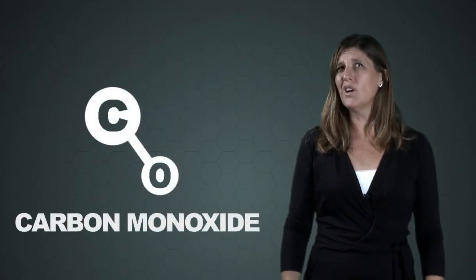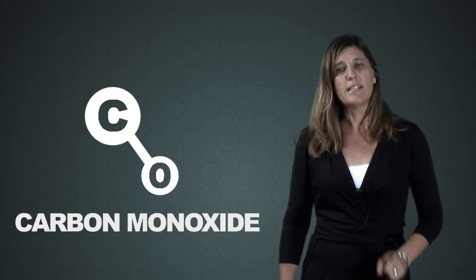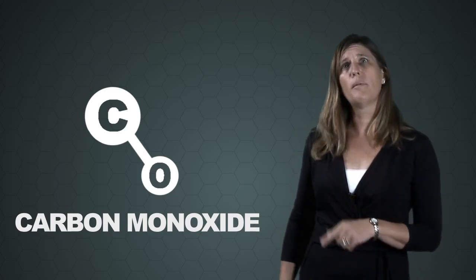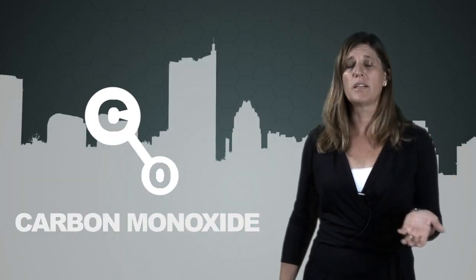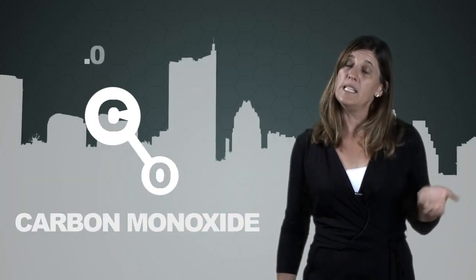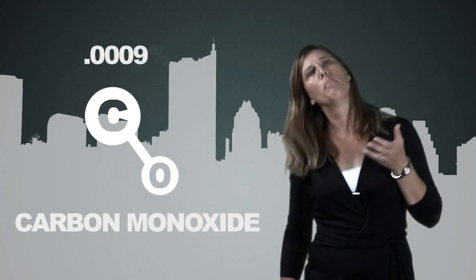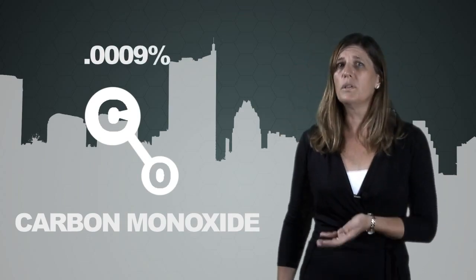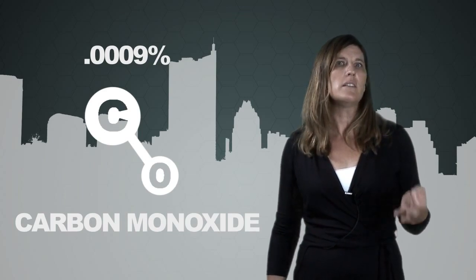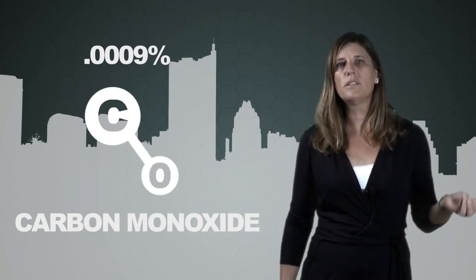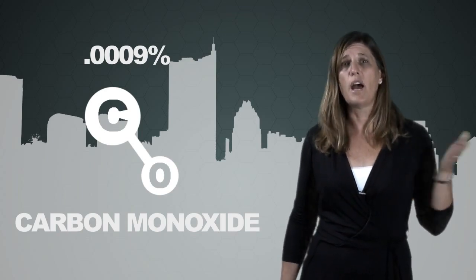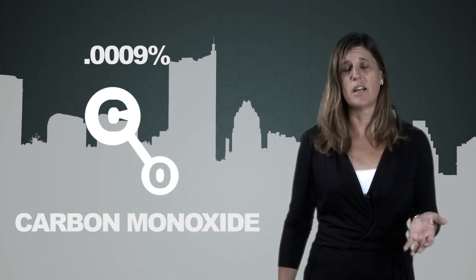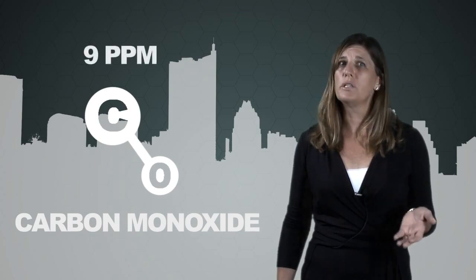Now, when we're talking about carbon monoxide, we typically don't use the percent unit. Instead, if we're talking about carbon monoxide, for example, in downtown Austin, the concentration of carbon monoxide on the street might be 0.0009%. So normally when we're talking about the concentrations of very tiny amounts of pollutants, we use different units that conceptually make more sense. Instead, when we're talking about how much carbon monoxide is in the air in downtown Austin, we would say 9 parts per million.